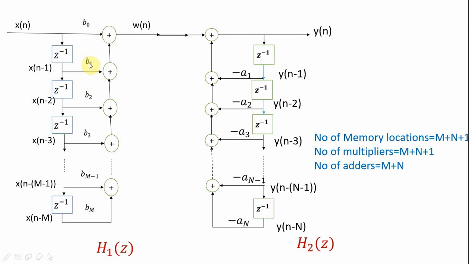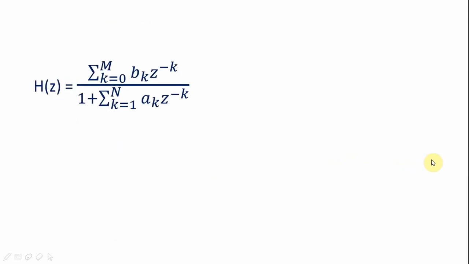Multipliers. Here we have, starting from b1 to bM, capital M multipliers plus one more for this b0, so M plus 1. And here we have capital N multipliers. So total multipliers are M plus N plus 1. And the number of adders: here we require capital M and here we require capital N. So total adders are M plus N. So to realize it in direct form 1, we need this. These are the memory and computational requirements.